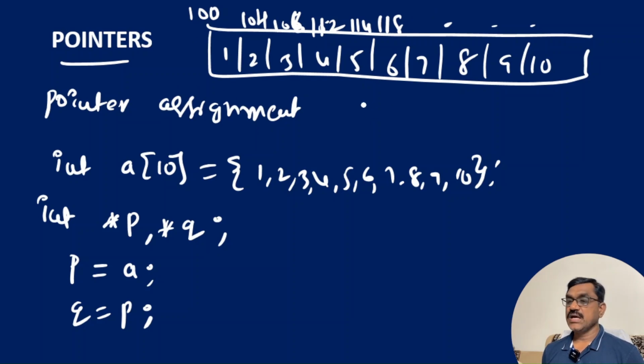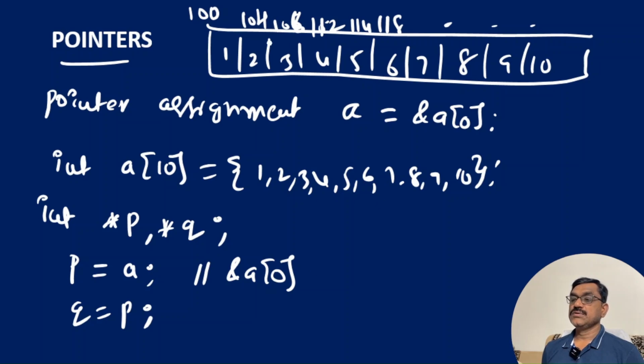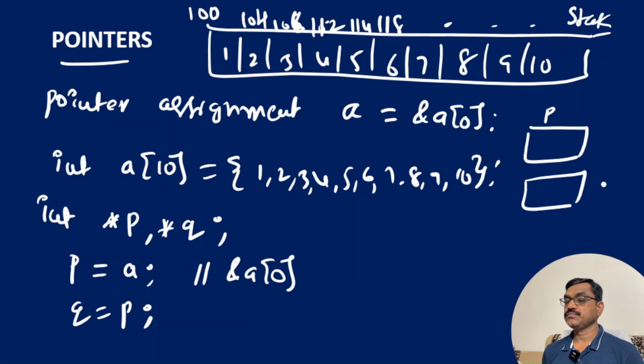See, at the time of discussing arrays, I said that the array name a consists of the base address or starting address, or it is similar to &a[0]. In this case, when you say p = a, the meaning is it is &a[0]. So this array is stored in the stack. Already we know stack memory. And also we have pointer variables p and q. These are also stored in the stack memory. And assume that this is the variable p and this is the variable q.